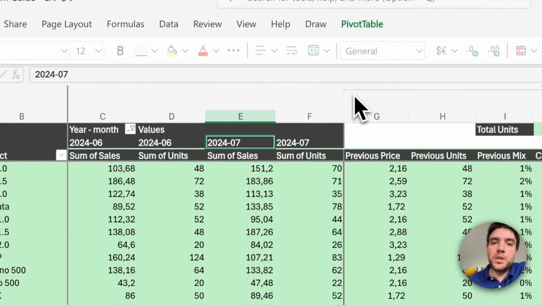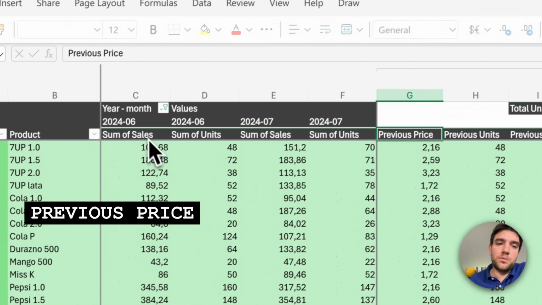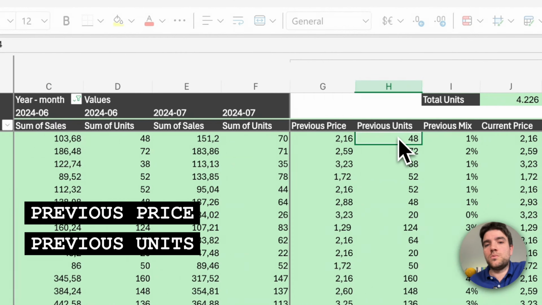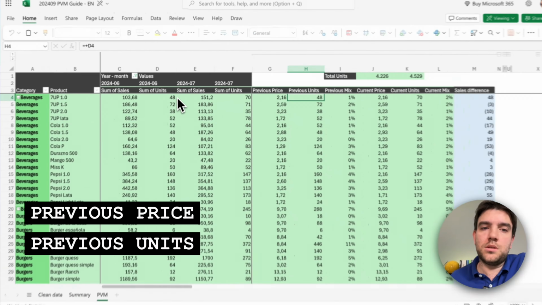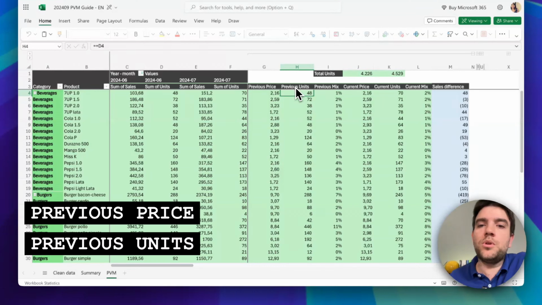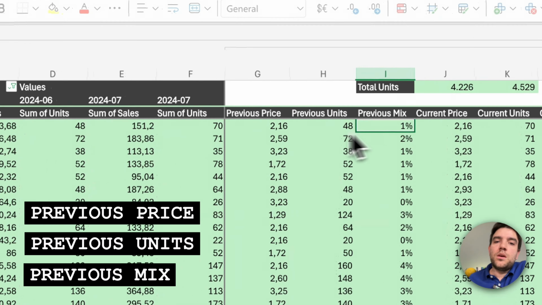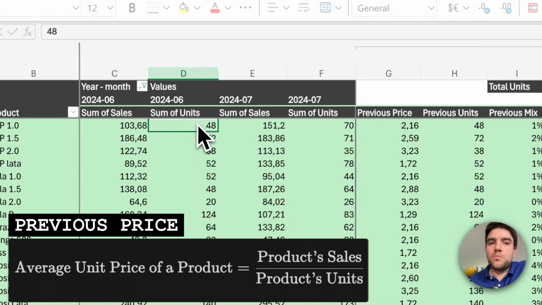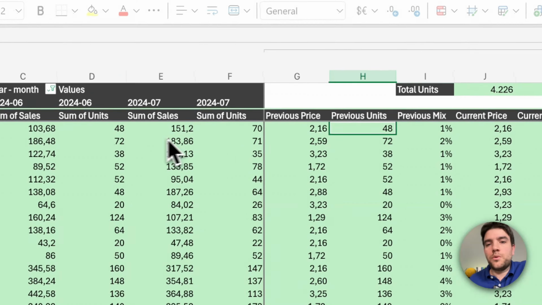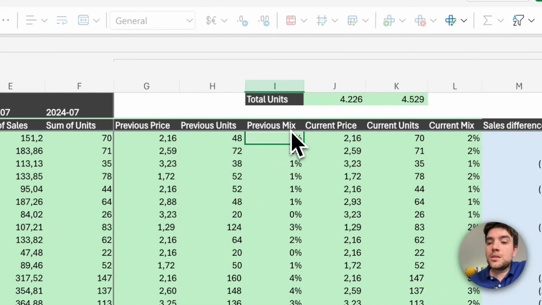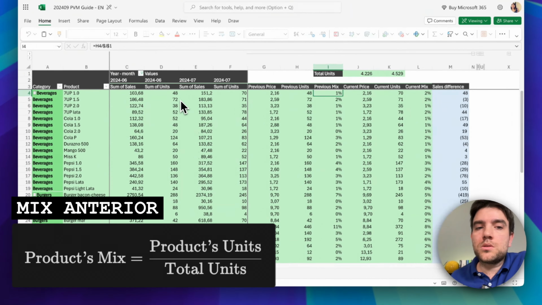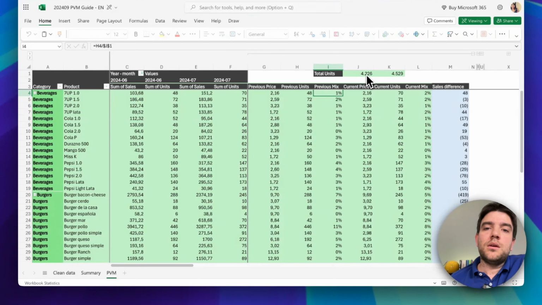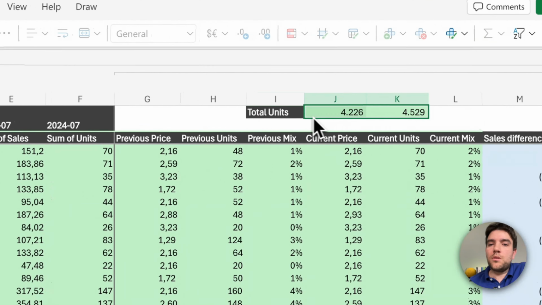The first calculations we need are the previous price, which is the price of June, the units, which basically we are repeating the data from this table just to make it more simple, and the previous mix. If you have any doubt, the previous price is calculated by dividing the sum of sales by the sum of units. The previous units, we repeat the information, and the mix, what we do is we divide the units of the product over the total units for that specific month. In this case, we also have the total units here, so we have all the data in this single table.